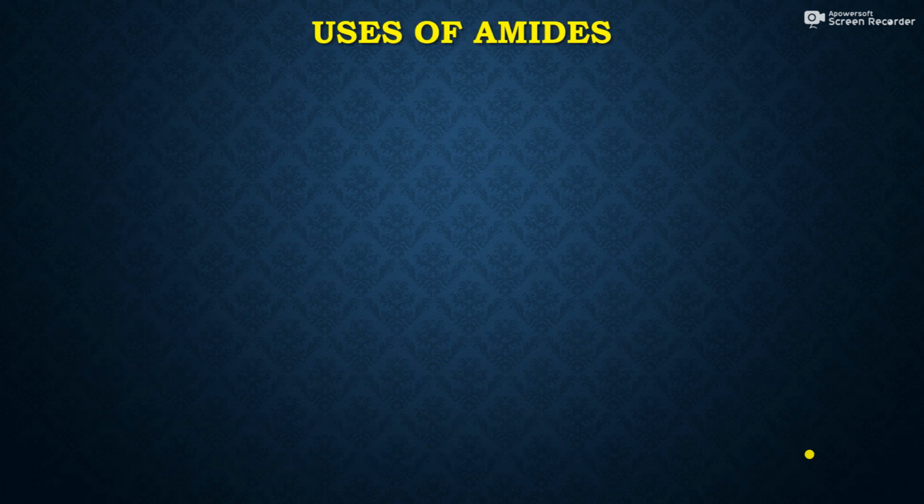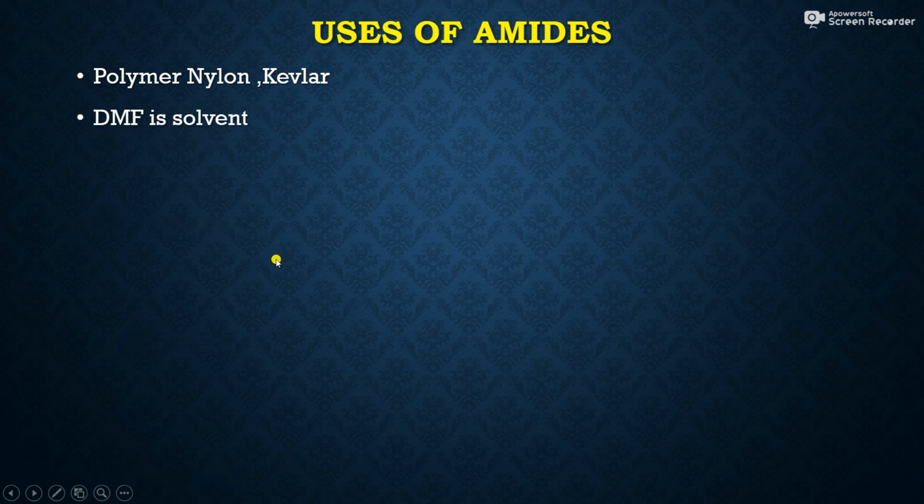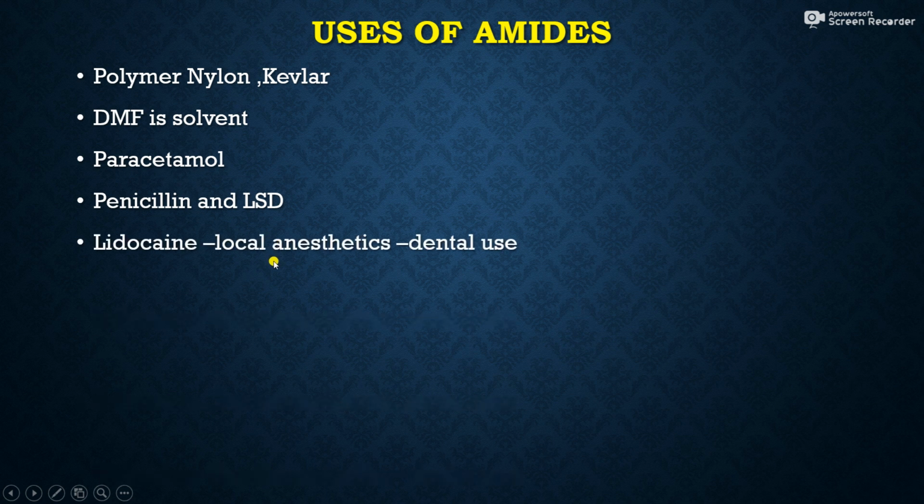Uses of amides, where these amides are used. So friends, amides are also very good reagents for organic conversion. It is used in some polymers, nylon and Kevlar are polymers. These polymers are made up of different types of amides. I have just mentioned that DMF is a very good solvent. One more drug, that is paracetamol. Paracetamol is made up of amide. Penicillin and LSD, these drugs are also made up of different kinds of amide.